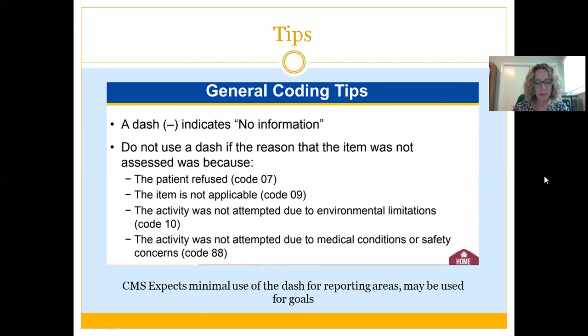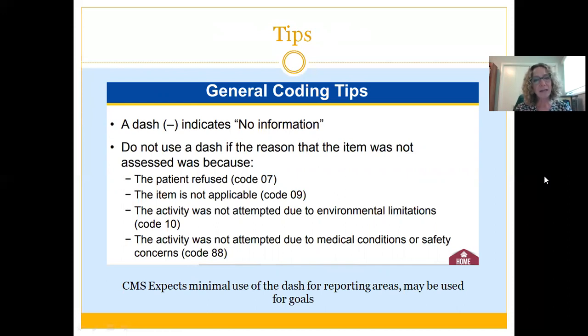Some other additional coding tips. A dash means that there was no information available about this area. And we're doing comprehensive evaluations, looking at that prior function to determine what's reasonable for us to set for goals, even in all other areas of our plan of care. Typically, we should have information on these areas that Section GG is looking at. Again, CMS is saying don't use a dash if the area wasn't looked at because of a refusal or it wasn't relevant for that individual.